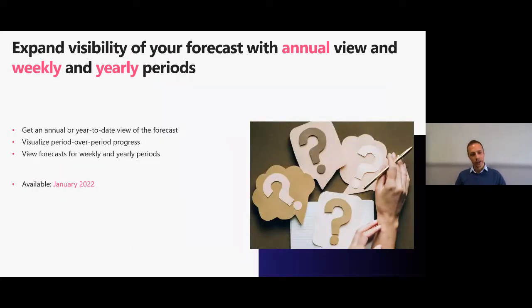And as I mentioned at the beginning, they are improving and expanding the forecasting functionality. For now, the ones who were using this know you only had basically quarterly views, and now Microsoft is expanding this to annual views, weekly and yearly periods. So you can actually change the time scale and then change the forecast for a specific period. And this should be available in January 2022.